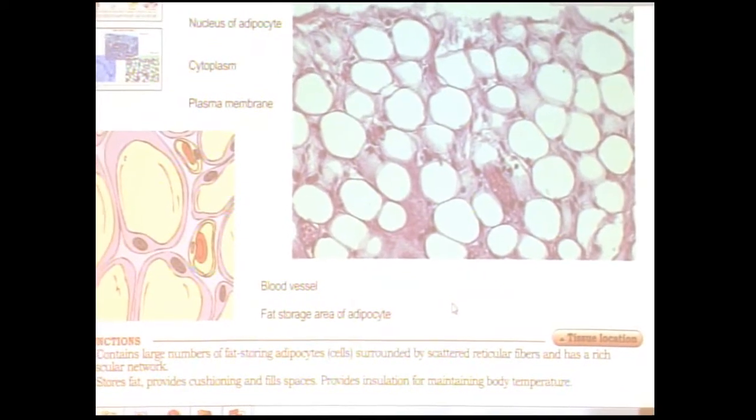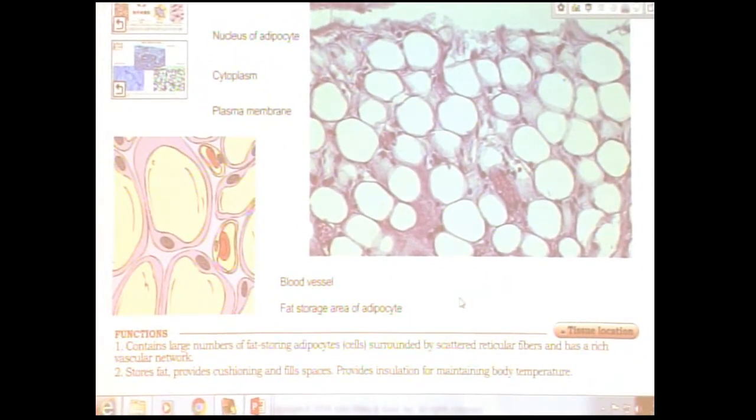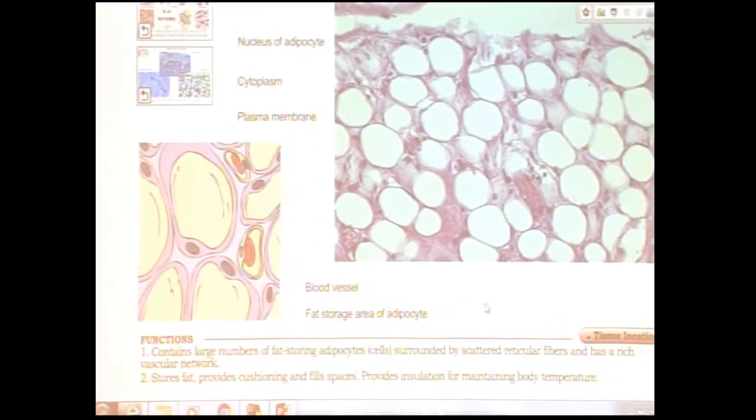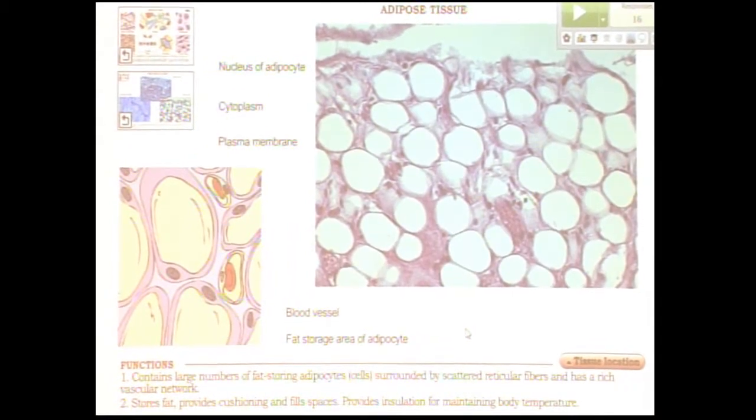So, for example, there's a whole bunch of adipose tissue behind your eyeball, so that if somebody smashes your eye, it kind of has some cushion behind it and doesn't just squish and burst or something.